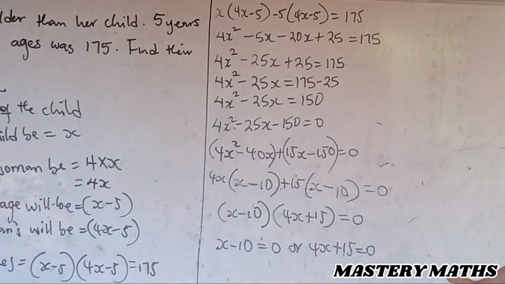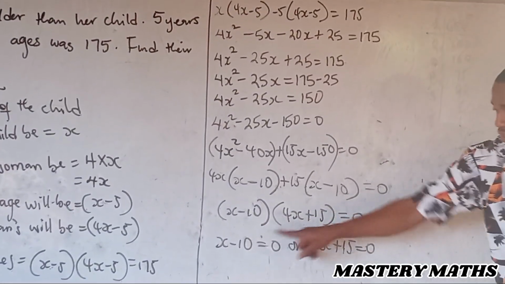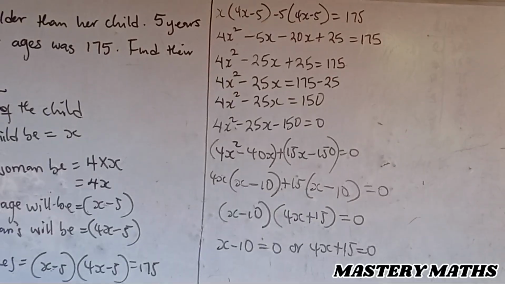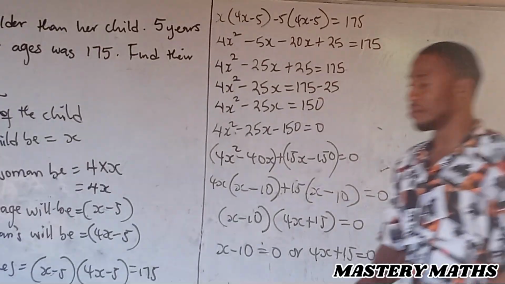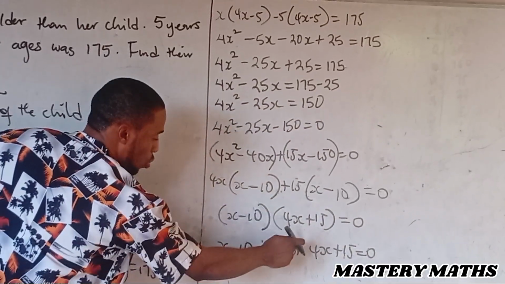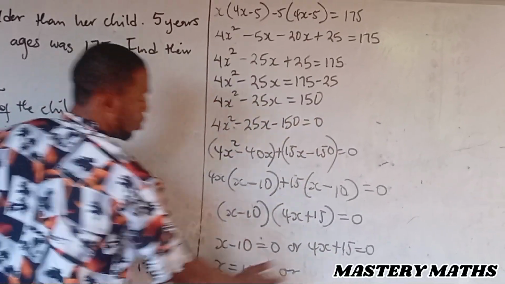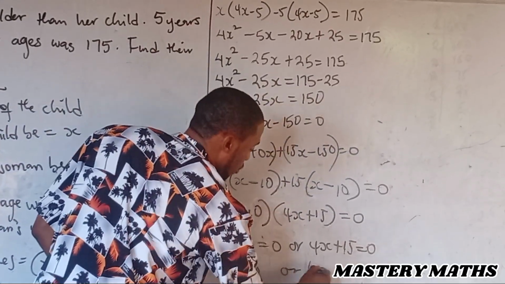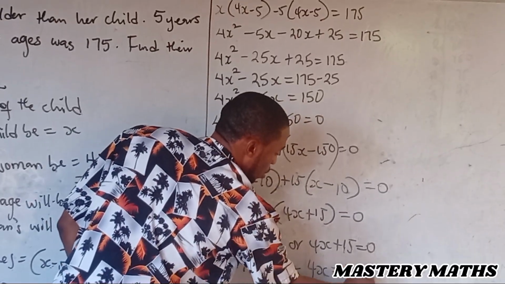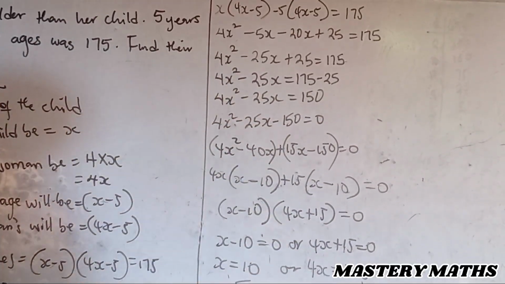We share this and this equal to this 0. Then after that, what should we do? We collect our like terms. In collecting the like terms, x is equal to, when minus 10 goes over, it changes to plus 10. Or you do the same thing here: 4x is equal to, when this goes over, it changes to minus 15. We've gotten the answer to this, which is x equal to 10.